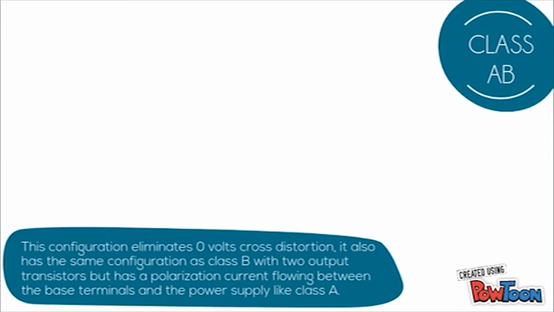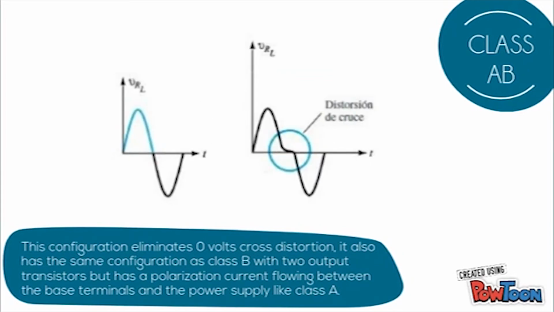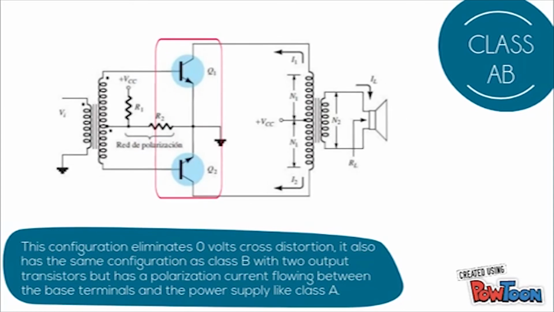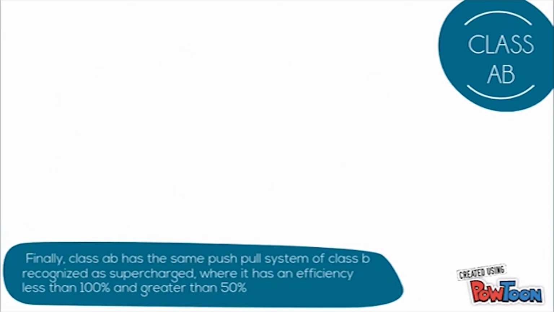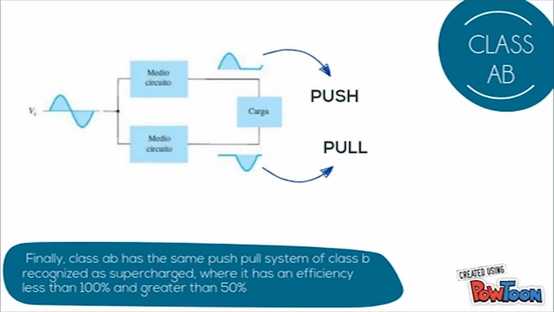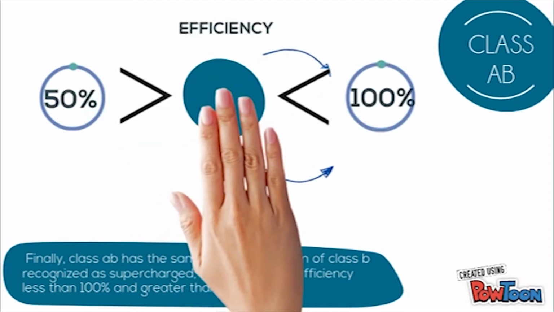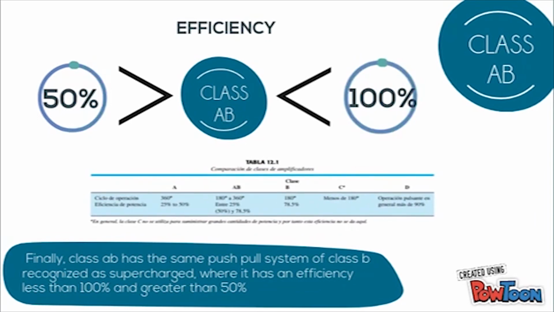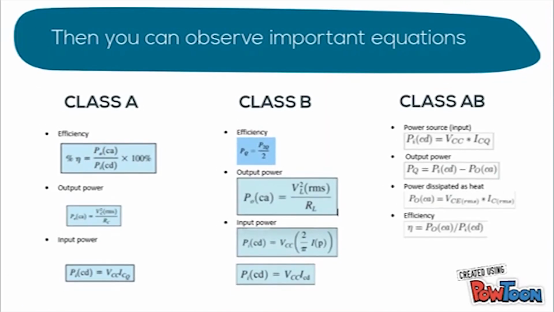This configuration eliminates crossover distortion. It also has the same configuration as class B with two output transistors, but has a polarization current flowing between the base terminals and the power supply like class A. Finally, class AB has the same push-pull system as class B, whereas it has an efficiency less than 100% and greater than 15%. Then you can observe important equations.